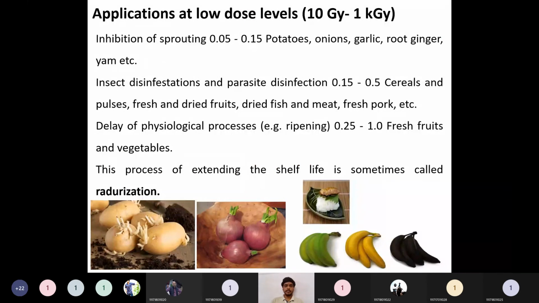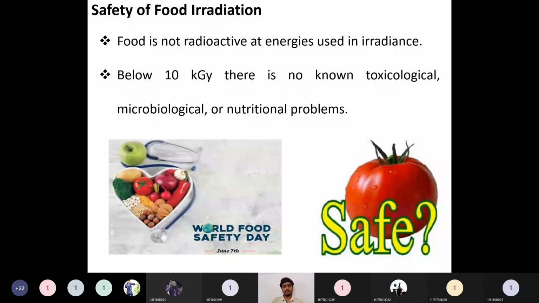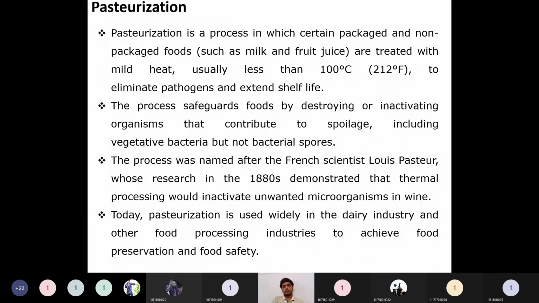Time is also only 5 minutes, so that we can start the next one. Just glimpses I will provide. Anybody else having doubt? Pavani? No, sir. Okay, then I will just provide a glimpse of this pasteurization process.